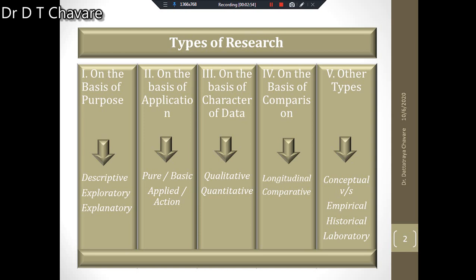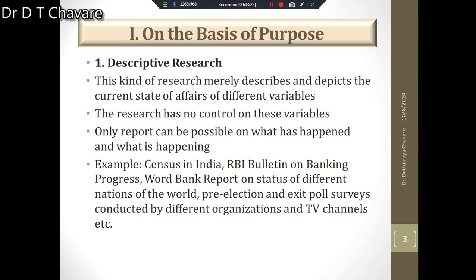Okay. In this way, these are the five classes of research. Under each and every class, you will find different types of research. With the help of this chart, you will definitely understand what the classes are, how classification is done, and what types of research are included under each class. This information you can get. Then we have to discuss this classification in detail.